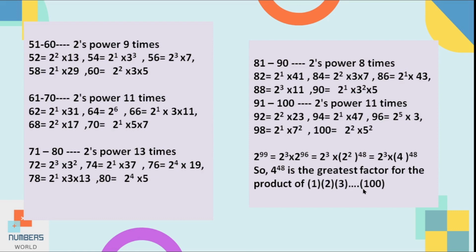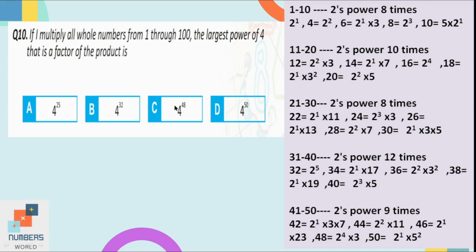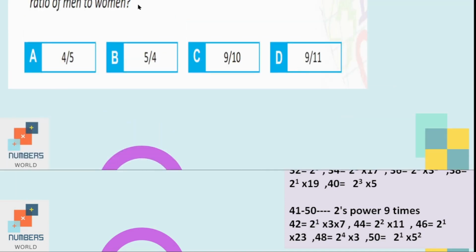We did not split it into 2 raised to power 1 multiplied by 2 raised to power 98, because in that case our answer will be 4 raised to power 49. But if we look at our options, there is no 4 raised to power 49. So out of the given options, option C is the appropriate one. 4 raised to power 48 is the largest power of 4 that is the factor of the product of numbers from 1 to 100.